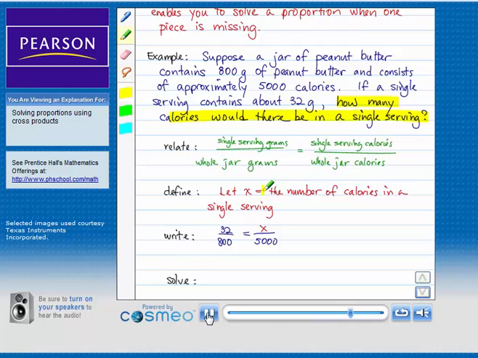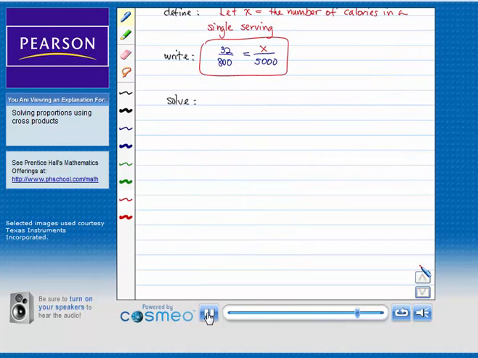I'll let x represent the number of calories in a single serving, and then I should be able to write an equation. Okay, the single serving grams is 32, so 32 over 800 should equal the number of calories in a single serving over 5,000, the total number of calories. Okay, so there is my proportion. And now I should be able to solve that by using the cross-product property.